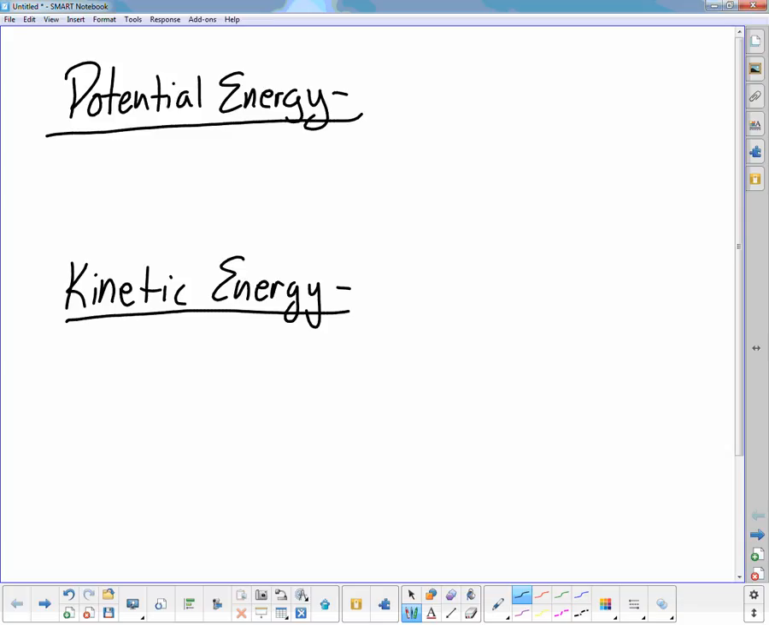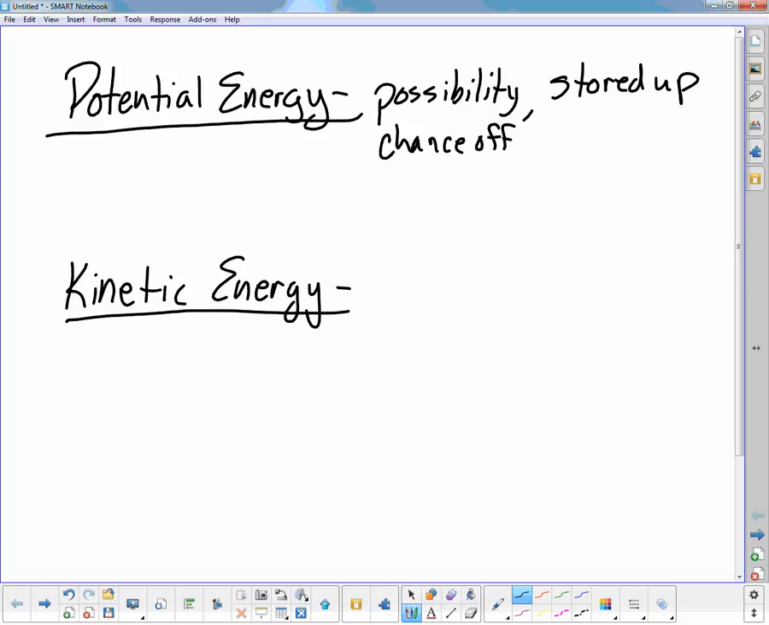Potential. Whenever you think about potential, what do you think about? Give me a definition. Possibility, okay. Give me more words. Okay, stored up. What else? Another word for potential. Chance, okay.